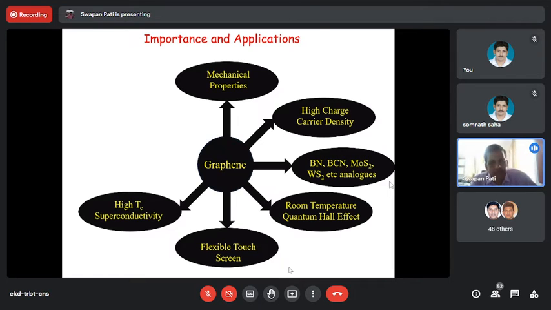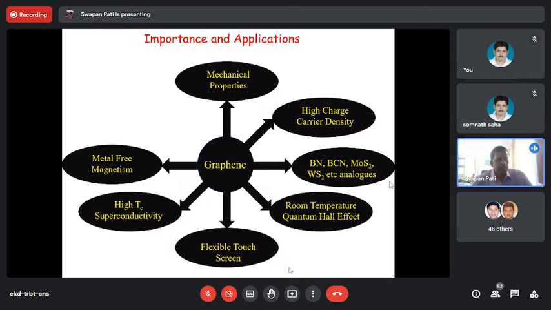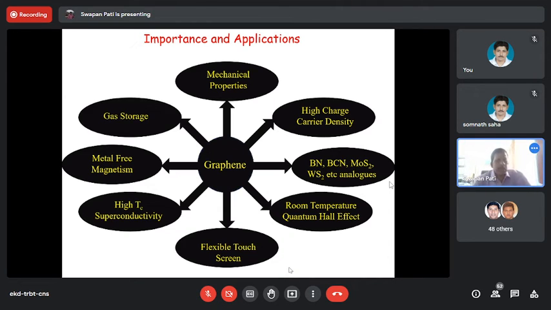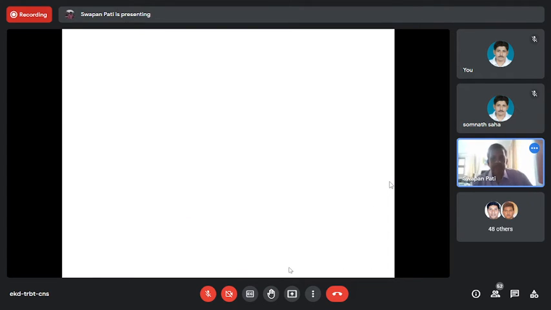Up to now, 2% has been achieved. The TC is quite high, close to 90 Kelvin. Metal-free magnetism, because there are some unsaturated carbons which can show magnetic behavior, and gas storage because a lot of surface area is there. Okay, and many more things. Space is not allowed, space is not much here.